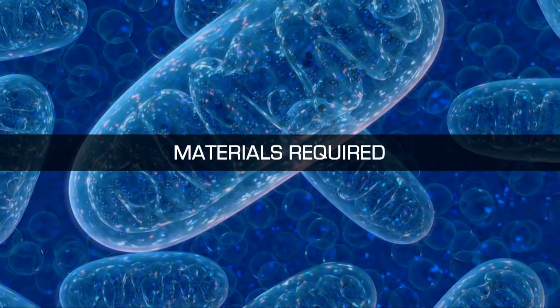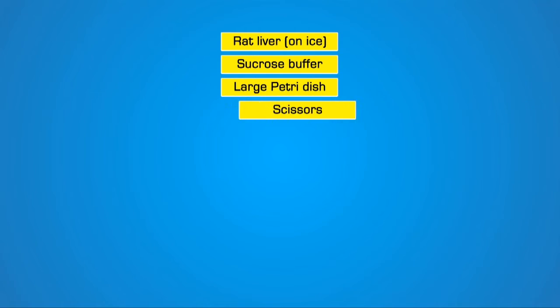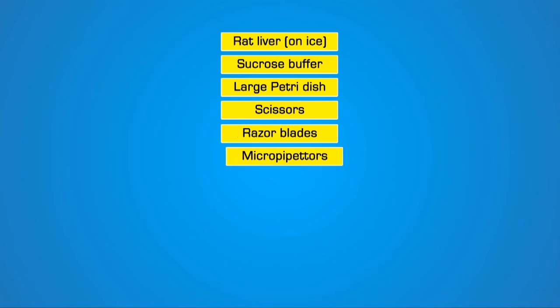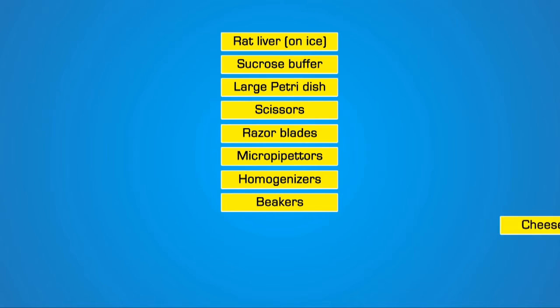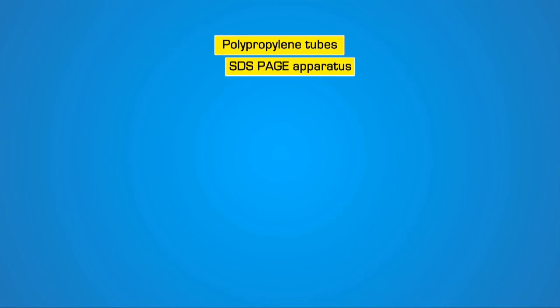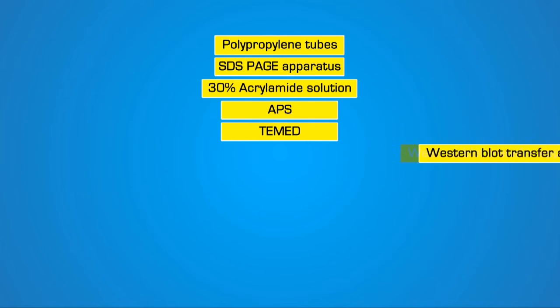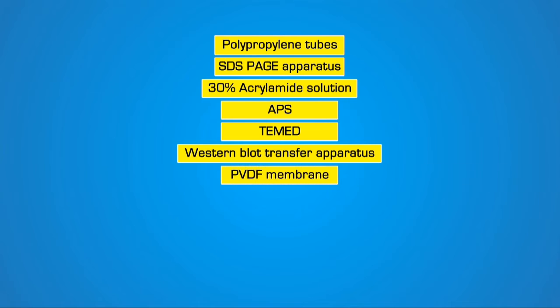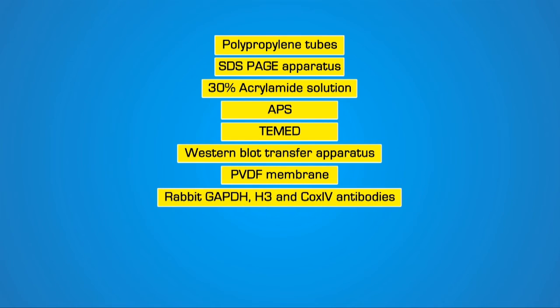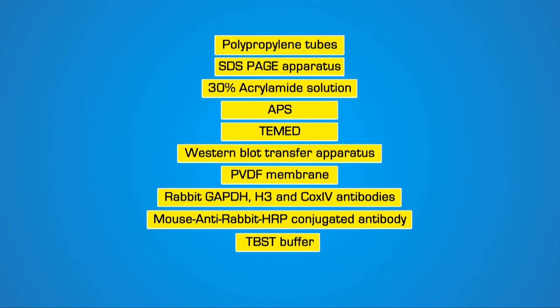In materials required, we'll be requiring rat liver, which is placed on ice, sucrose buffer, large Petri dish, scissors, razor blades, micropipetters, homogenizers, beakers, cheesecloth, centrifuge tube of 50 ml capacity, microfuge tubes, polypropylene tubes, SDS page apparatus, 30% acrylamide solution, APS, TEMED, Western blot transfer apparatus, PVDF membrane, rabbit GAPDH, H3, and COX4 antibodies, mouse anti-rabbit HRP conjugated antibody, TBST buffer, and ECL.